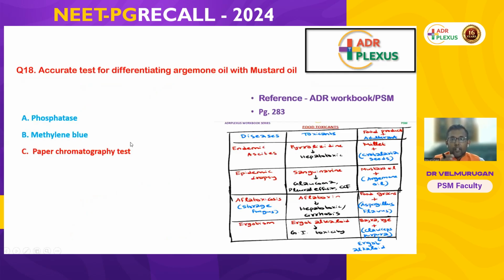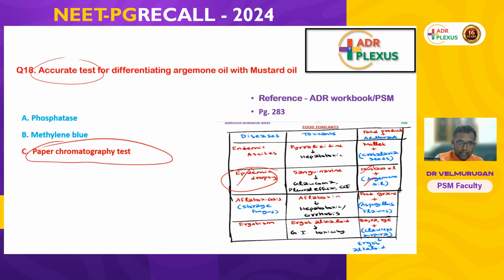Next, accurate test for differentiating argemone oil with mustard oil. So what is this disease? Maybe they would have given some clinical scenario. A patient developed epidemic dropsy. So epidemic dropsy means what? Argemone oil with mustard oil. With this, you should also use your clues from biochemistry or from medicine. The most sensitive test is the paper chromatography test. If this option is not there, and the option is nitric acid, we can use that option also. So for epidemic dropsy, for differentiating argemone oil with mustard oil.